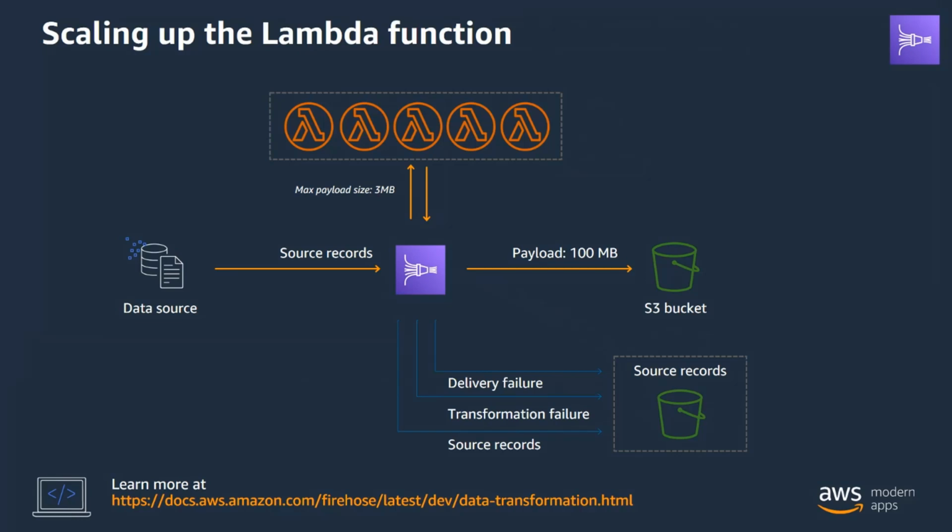Firehose invokes the data transformation Lambda function and scales up the function if the number of records in the stream grows. When the destination is S3, Redshift, or the Elasticsearch service, Firehose allows up to 5 outstanding Lambda invocations per shard. When the destination is Splunk, the quota is 10 outstanding Lambda invocations per shard.